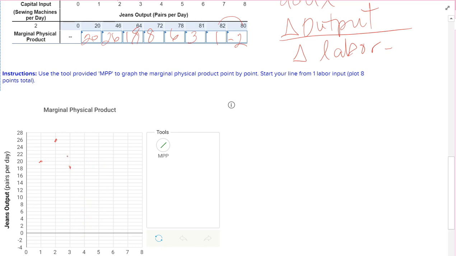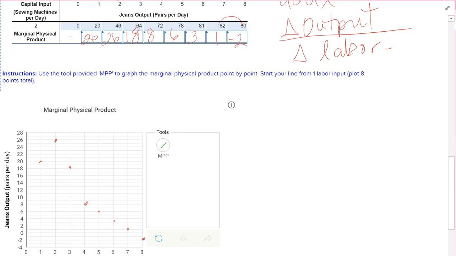The fourth worker gives us a marginal 8. The fifth worker, a marginal 6. And this is all in the positives. They have the negatives down here because of that last number, but make sure you're working in the positives here. Our sixth worker brings us an additional 3. So we're going to carefully plot that right there. Our seventh worker gives us 1 marginal. And then our eighth worker costs us 2. So we're going to put that down below 0.